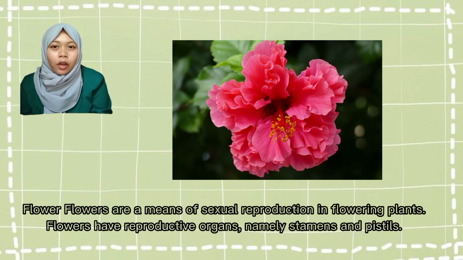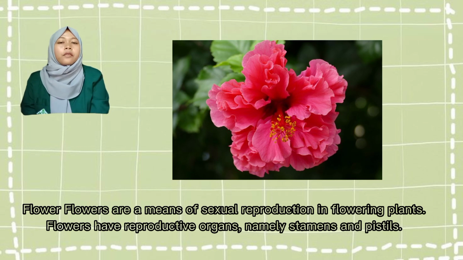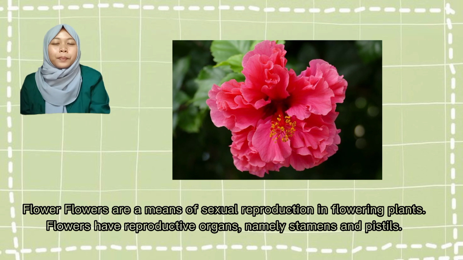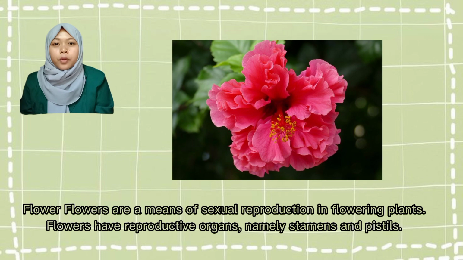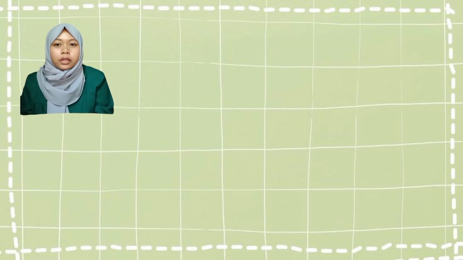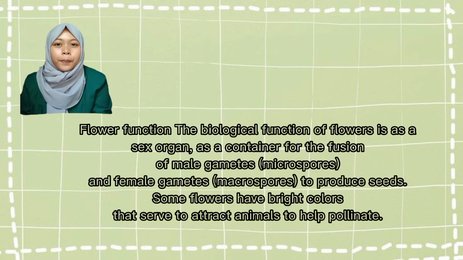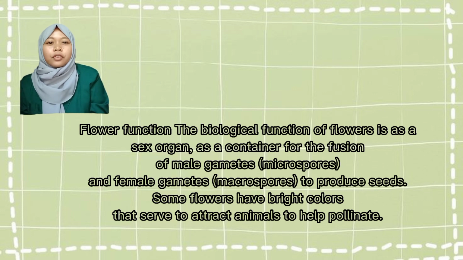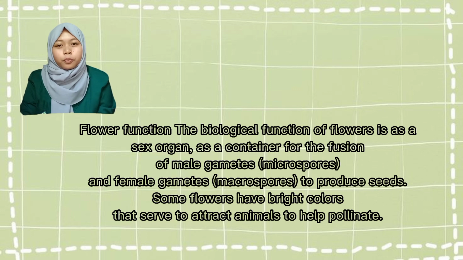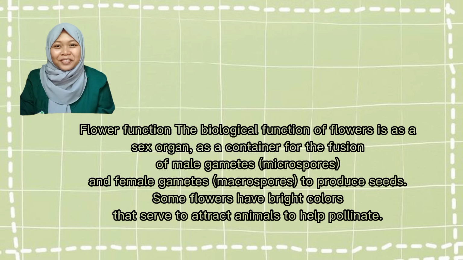The fourth part of the tree is the flower. Flowers are a means of sexual reproduction in flowering plants. Flowers have reproductive organs, namely stamens and pistils. Flower function: the biological function of a flower is as a sex organ, as a container for the fusion of male gametes, microspores, and female gametes, megaspores, to produce seeds. Some flowers have bright colors that serve to attract animals to help pollinate.